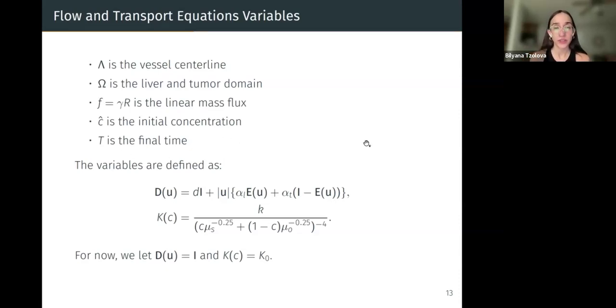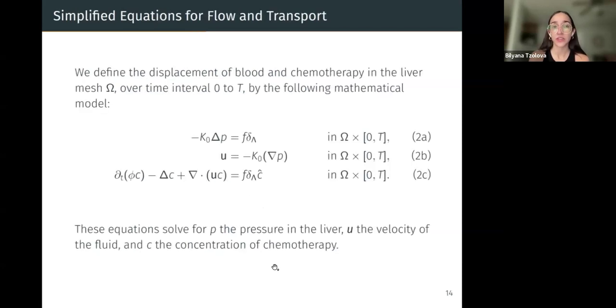We also have two other variables, our diffusion matrix, D of U, and K of C, our coefficient. And for now, we're just going to simplify those down to the identity matrix and a coefficient K naught. So that gives us the following simplified equations for flow and transport. So we're going to go through each of these in order to solve them. First, we need to solve for the pressure inside of our liver. And we note that we have this delta function for our center line lambda.